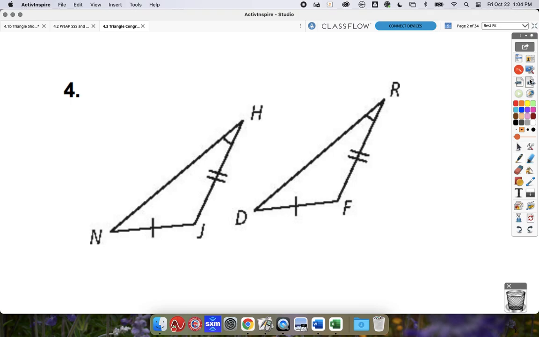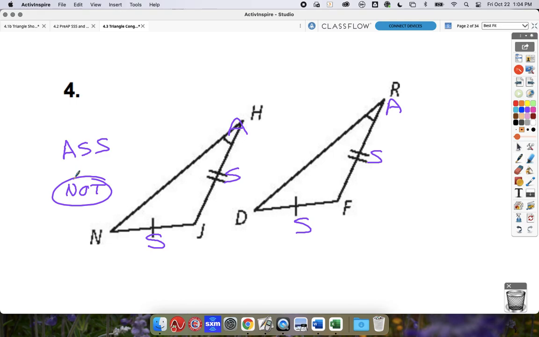What shortcut do you see? I see this side is congruent to this side. I see this side is congruent to this side. And I see that this angle is congruent to this angle. That is the ASS shortcut. Does that shortcut prove congruence? No. So these two triangles are not congruent.